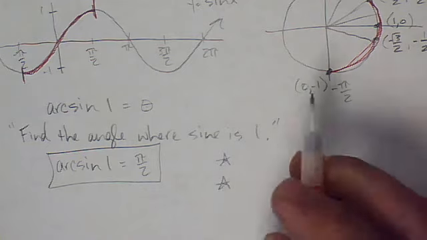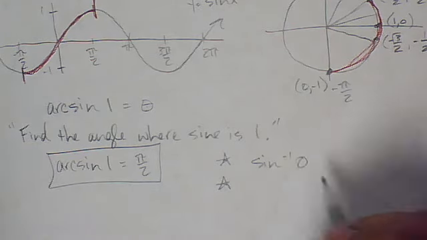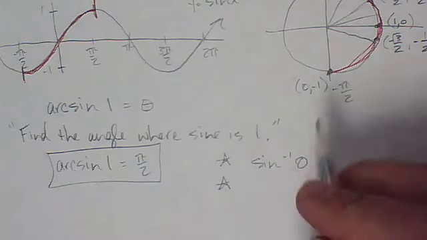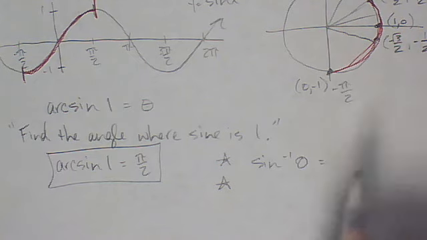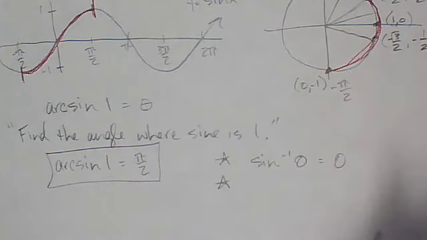Here's a few more for you. Remember, arcsine and inverse sine just mean the same thing. Inverse sine 0, so at what angle is the sine 0? At 0 radians, or 0 degrees.